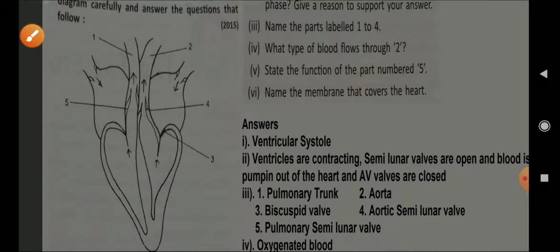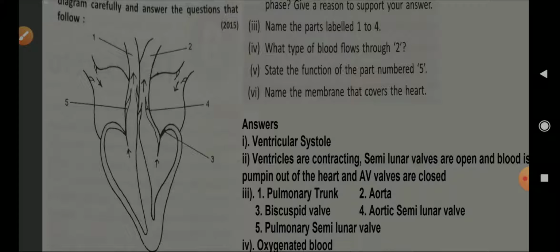Label 1, 2, 3, 4 and 5. 1 is pulmonary trunk, 2 is aorta, 3 is bicuspid valve, 4th one is aortic semilunar valve, and 5th one is pulmonary semilunar valve. Question number 5. State the function of 5. What is the function of 5?